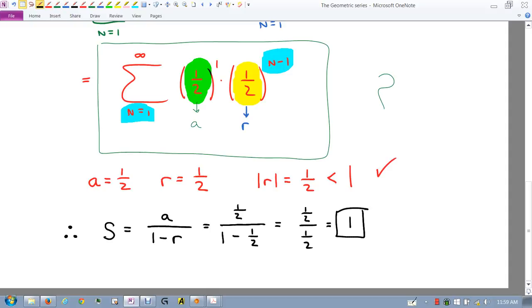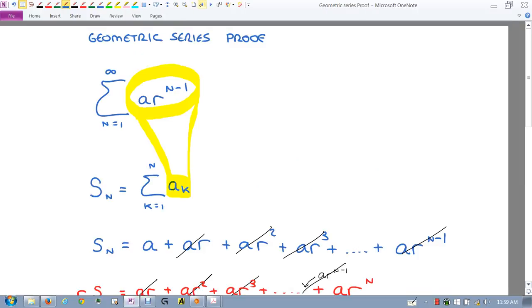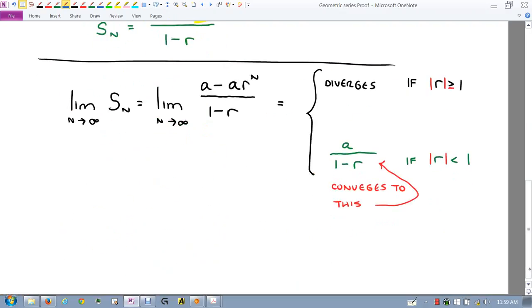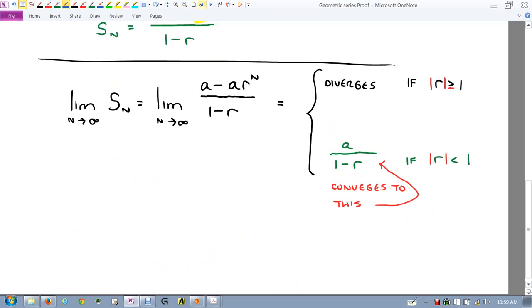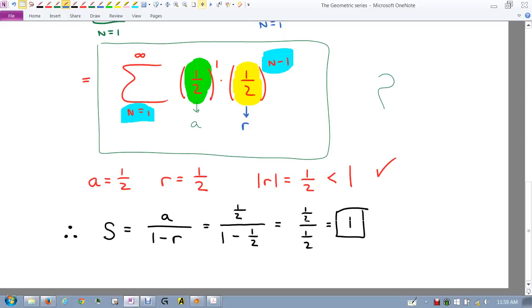I'm going to do another one. Did you all get that? Anyone still need it? Where is it? Anyone still need that? Find this sum.